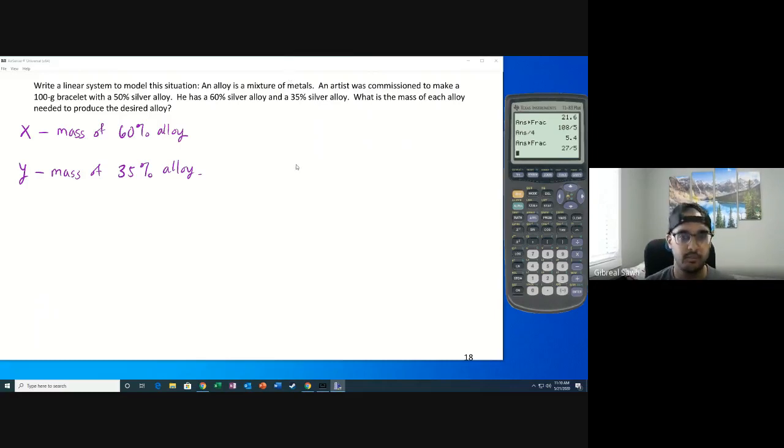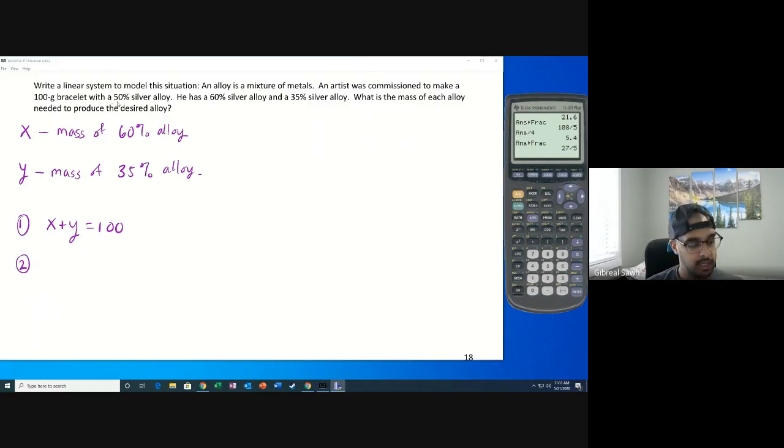Now I can come up with two equations. So my first equation should be the masses. Okay, if I take a mass of x, a mass of y, when I add them together, I need to have 100 grams. So x plus y needs to equal 100 grams. That's the total. I take a piece of x, piece of y, in total I need 100 grams. That makes sense. Number two, the second equation is a little bit trickier to think about.